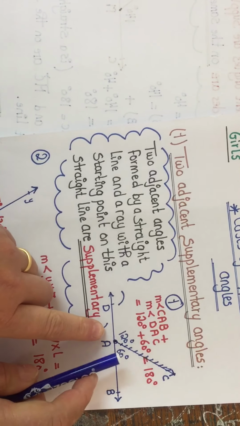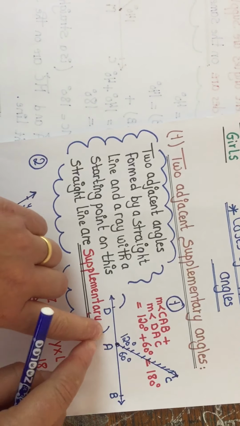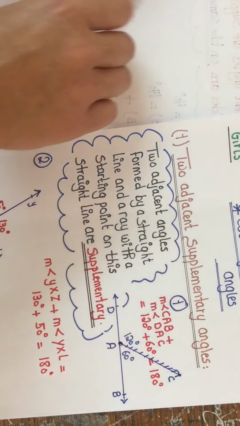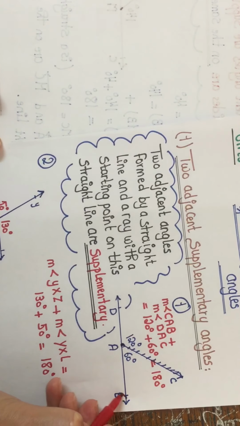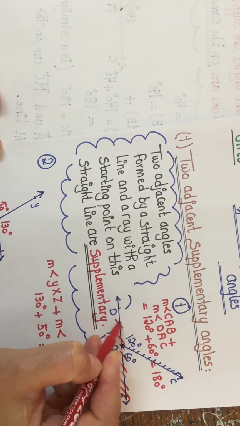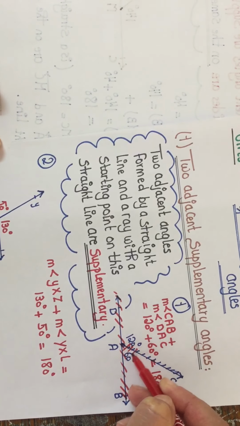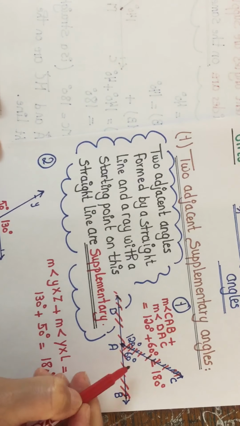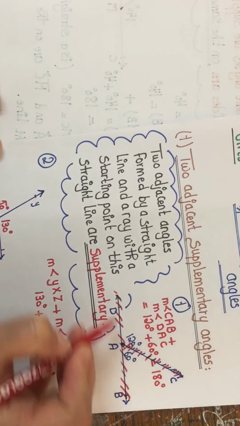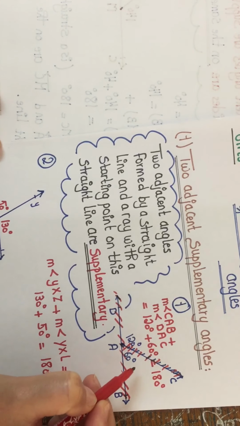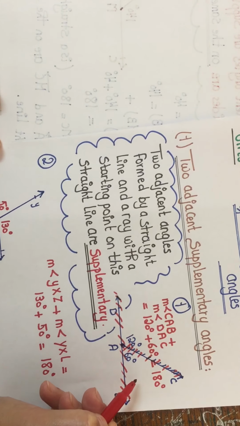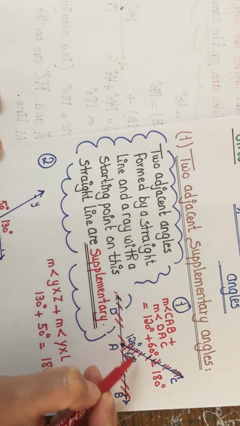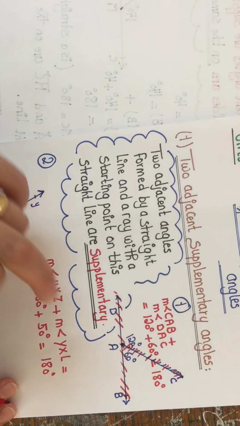If we have two adjacent angles formed by a straight line. Did you see the straight line? If we make the red one, this is my straight line, formed by a straight line and a ray, and the starting point of this ray is on the straight line. This means these two angles are supplementary. What is the meaning of supplementary? It means the sum of these two angles equals 180.